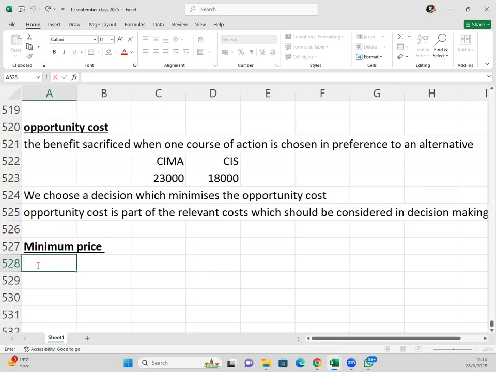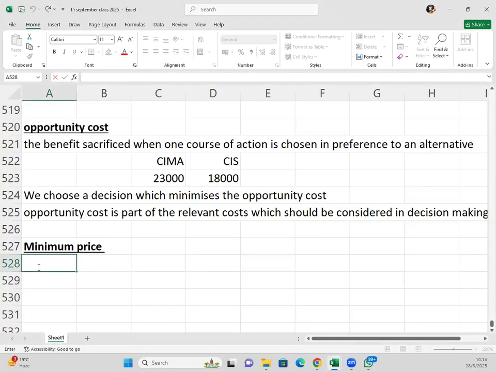So the minimum price should be greater than the cost, not equal. Because remember, the price is what you're going to get from this order, and you can't charge a price which is lower than the cost. So the minimum price that you are to charge should be at least greater than the relevant cost.